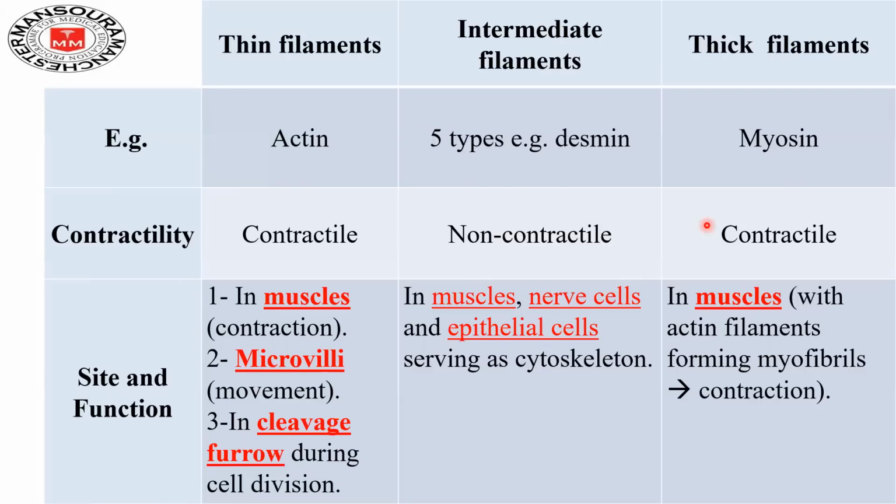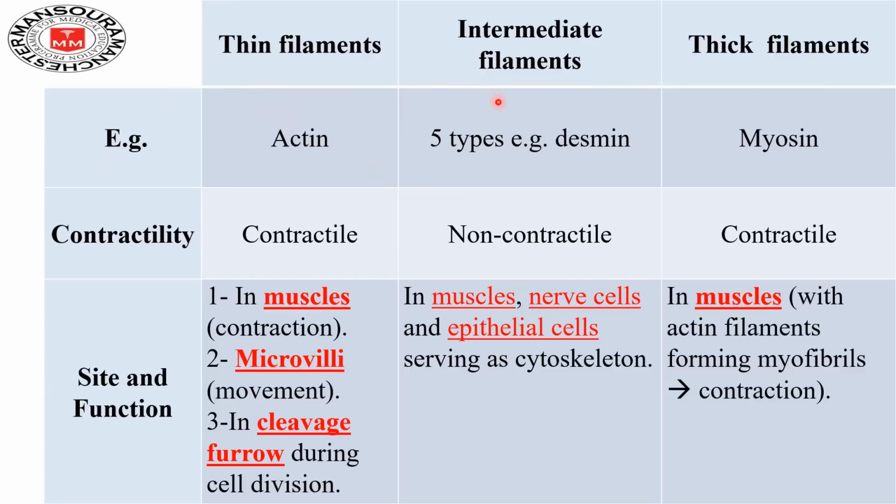This table summarizes the difference between the 3 types. So here we have thin, intermediate, and thick filaments. First, we will mention an example of each type. In the thin filaments, we have actin, and the actin filaments are one example of the thin type. On the other hand, in the thick type, we have myosin. So actin and myosin are 2 examples, one for thin filaments and the other for thick filaments.